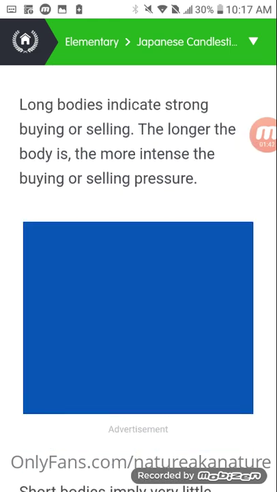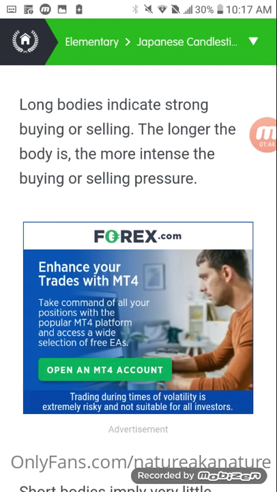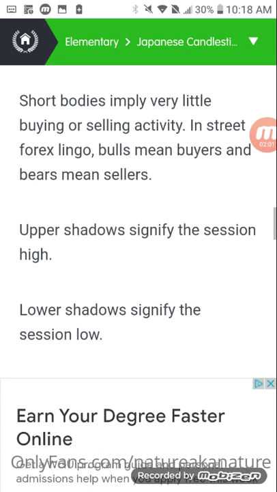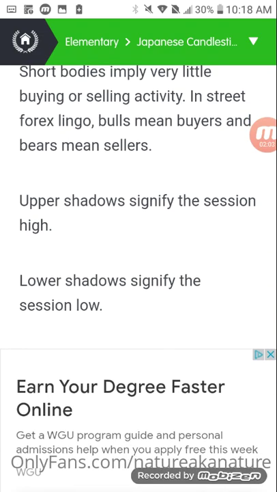Long bodies indicate strong buying or selling pressure. The longer the body is, the more intense the buying or selling pressure is. Short bodies imply very little buying or selling activity or pressure. In street Forex lingo, bulls means buyers and bears means sellers. The upper shadow signifies the session high, and the lower shadow signifies the session low.